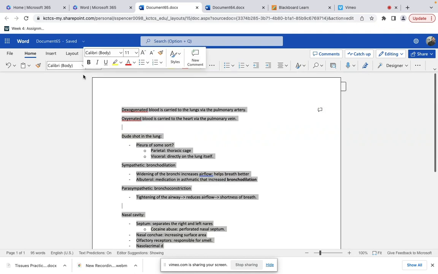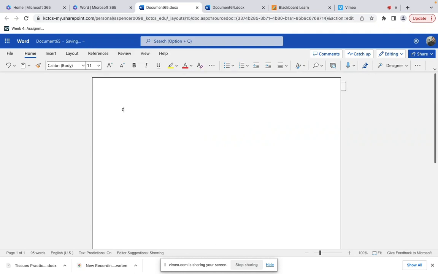Conducting zone. Responsible for what? Conducting air into the lower respiratory tract, aka the respiratory zone. Respiratory zone equals site of gas exchange.